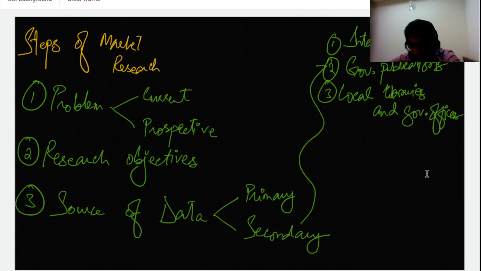Obviously you'll be getting the surveys which have been done by various agencies. They'll be available in various government agencies, at the government offices and local libraries. Obviously you'll be able to access the research papers of other people who have made it available at those libraries, or you could look into the books on any subject to find out information on that subject. Third or fourth is trade organizations.